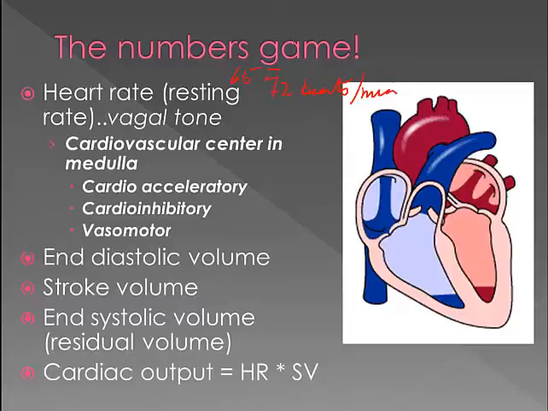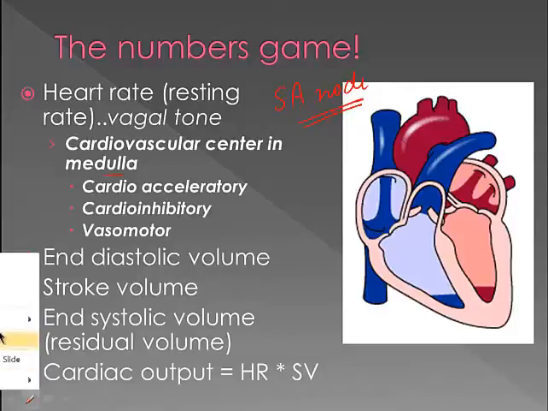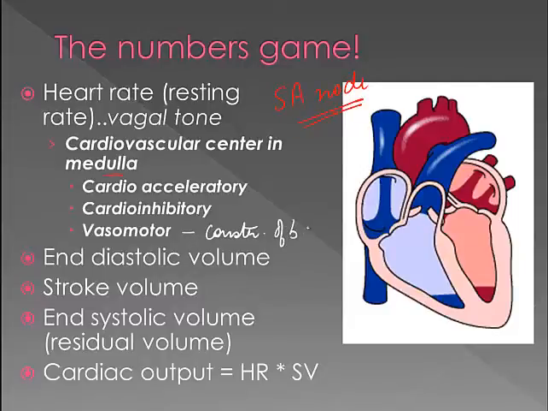And you know that there is the pacemaker of the heart, which is the SA node, which sets the rhythm of the heart. But this pacemaker is under control of cardiovascular centers which are present in the medulla. Of these cardiovascular centers, there's one which accelerates the heart, which makes the heart beat faster and more strongly. There's one which inhibits the heart, which means makes the heart beat slower. And there's a center called the vasomotor center, which causes constriction of blood vessels. So this is constriction of blood vessels.